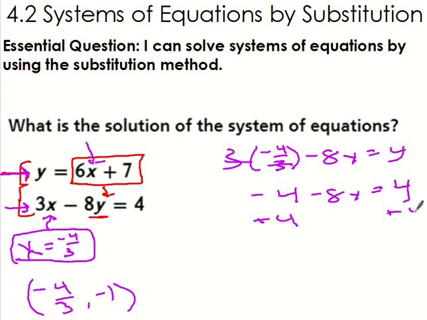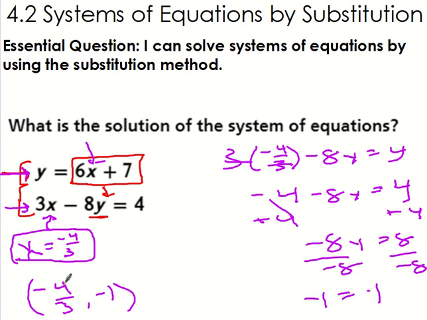Add 4 to both sides. Let's see, I get negative 8y equals 8, divided by negative 8. y equals negative 1. Got the same answer. So that's another way to check your answer. If you get the same answer both times, then you know for sure you did it correctly, because this is the solution. And that's it.